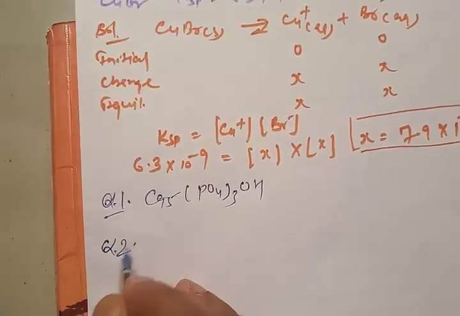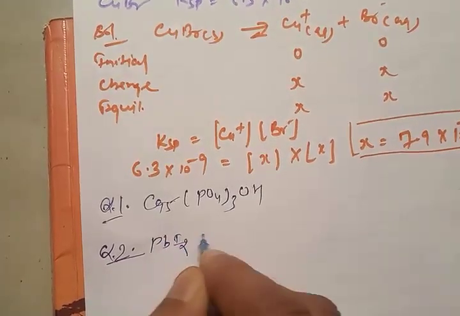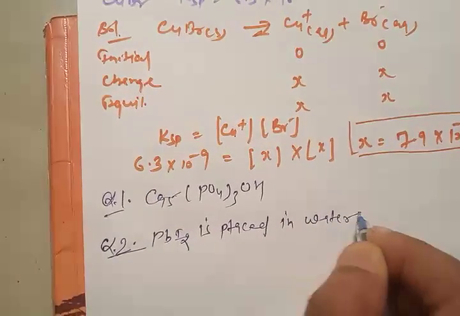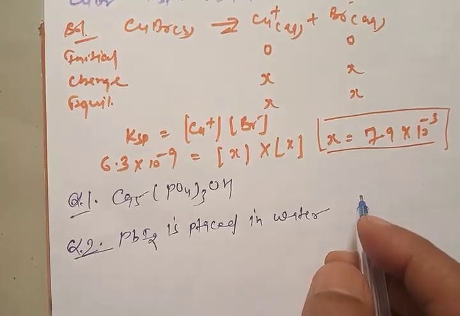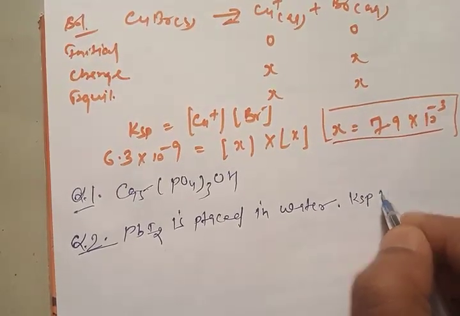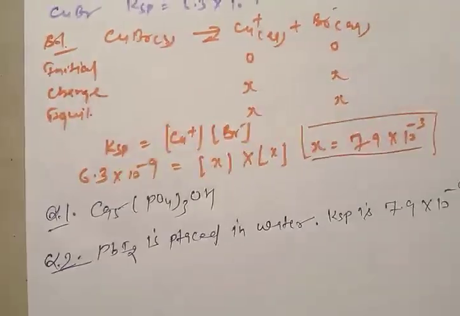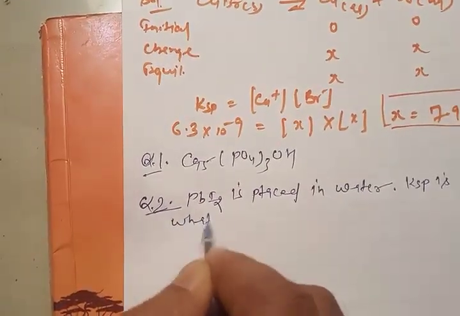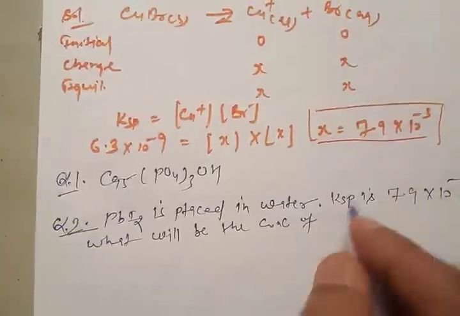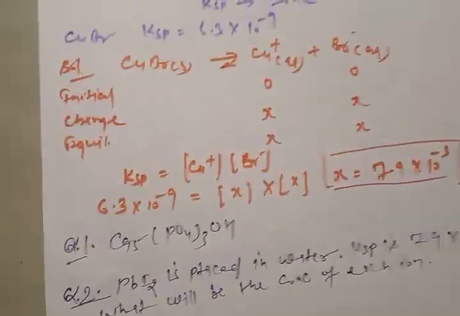Now the second problem, problem number 2: PbI2, lead iodide, is placed in water, and if the Ksp, the solubility product, is 7.9 × 10^-9, what will be the concentration of each ion? So these are the two questions from this discussion.